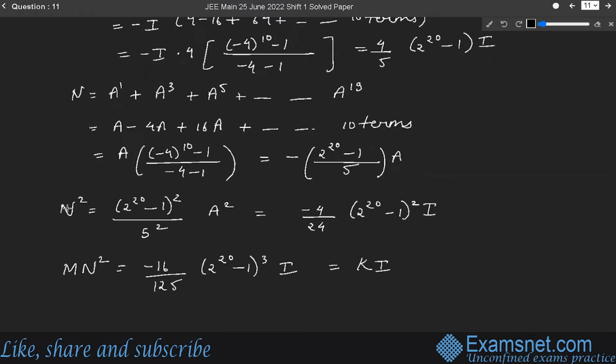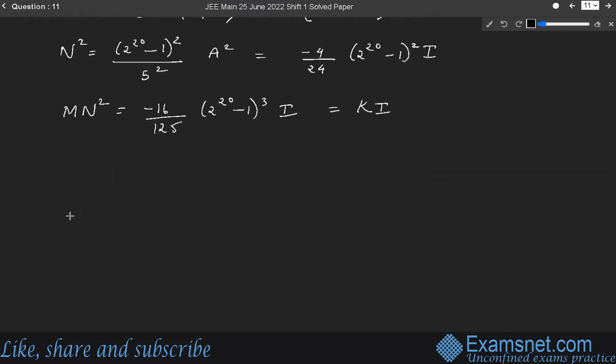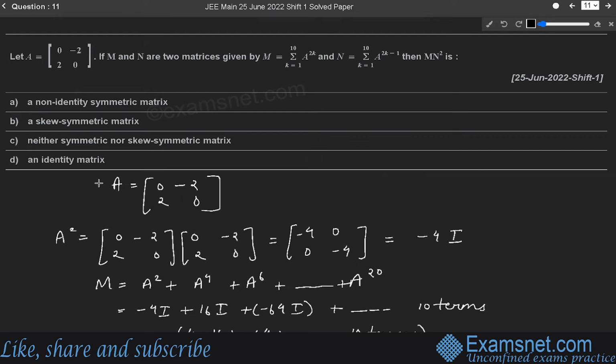Here k is not equal to plus minus 1. Now (mn square) whole transpose will be equal to (kI) whole transpose. So it will be equal to kI. Hence we can say that the correct option will be, it is a non-identity symmetric matrix. So the correct option is option number A here. I hope this question is clear to you.